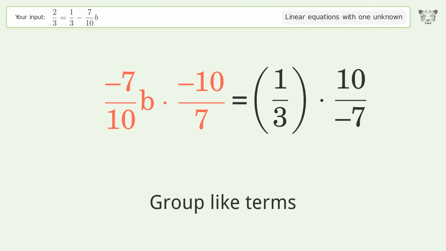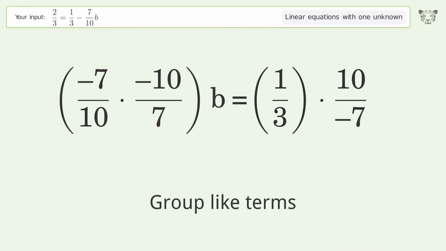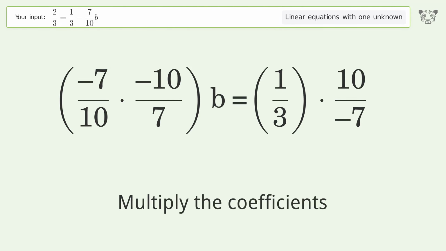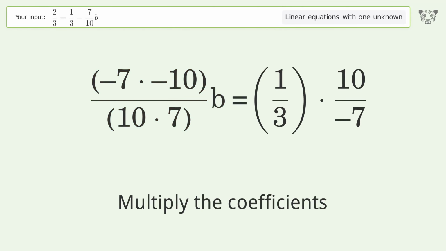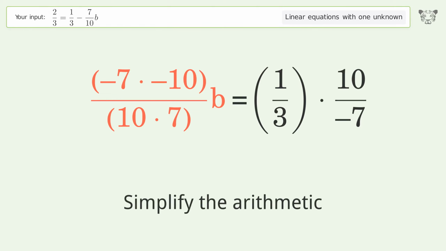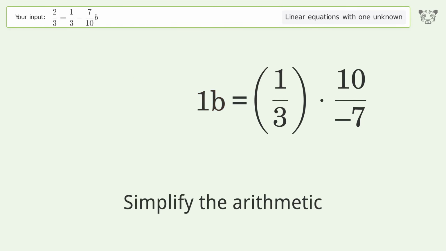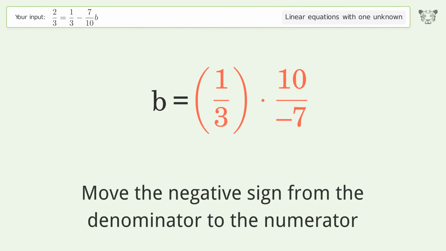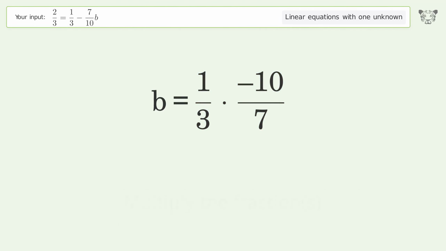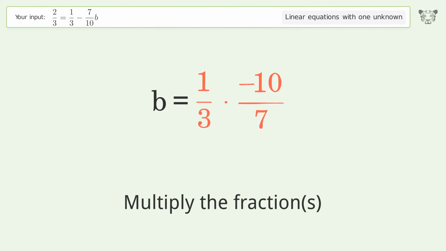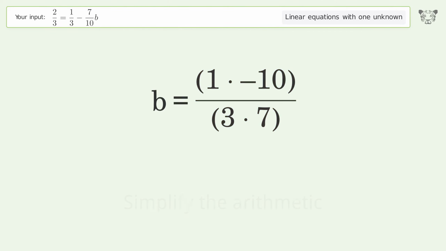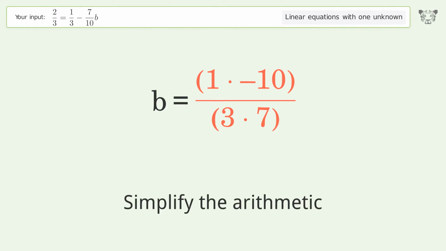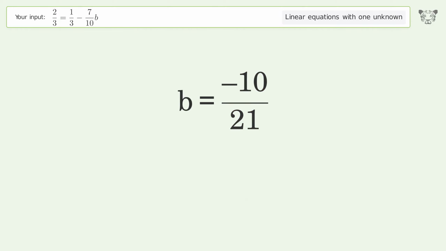Group like terms. Multiply the coefficients. Simplify the arithmetic. Move the negative sign from the denominator to the numerator. Multiply the fractions. Simplify the arithmetic. And so the final result is b equals -10/21.